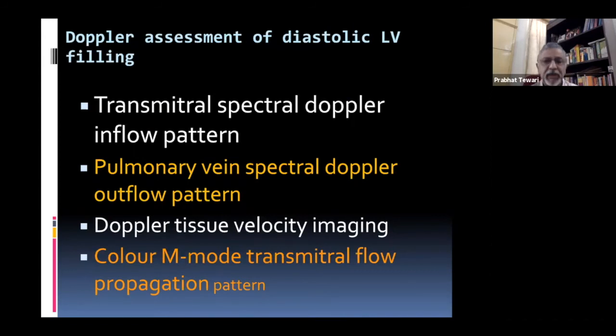So how do you measure these patterns for the diastolic function? We have here the flow across the mitral valve, which we call the transmitral spectral Doppler inflow pattern.